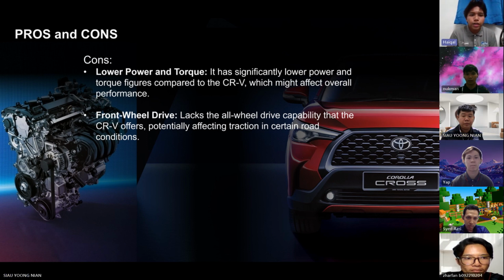Okay. For the disadvantage of the Toyota Corolla, lower power and torque. It has significantly lower power and torque figures compared to the CR-V. Front-wheel drive, which is unlike the all-wheel drive capability that the CR-V offers. That's all from me. Next, we go to Zafran.